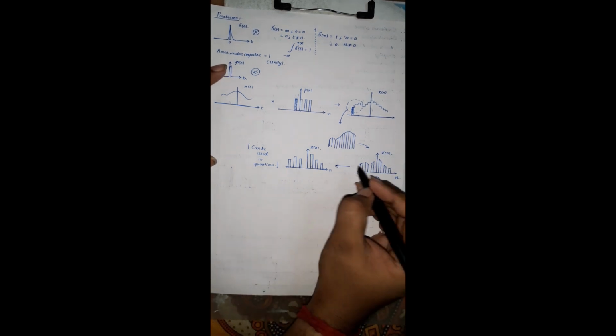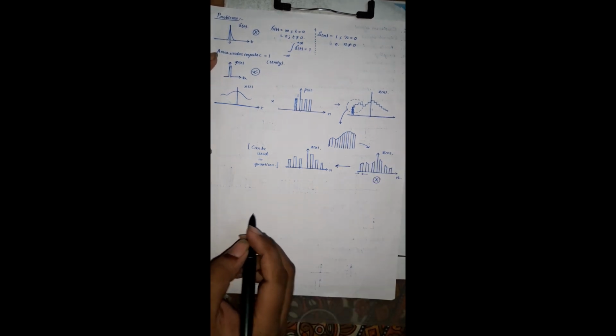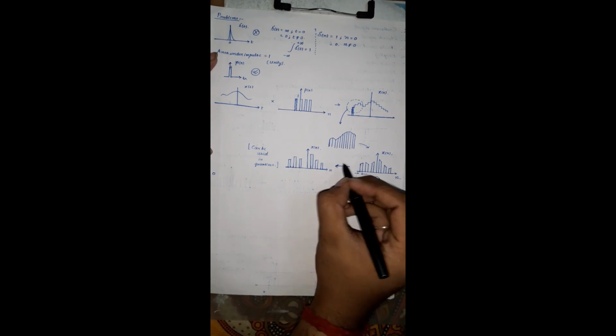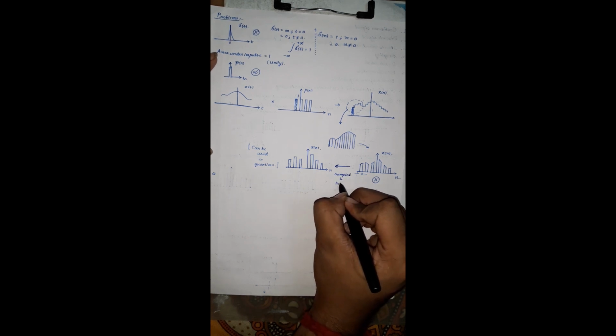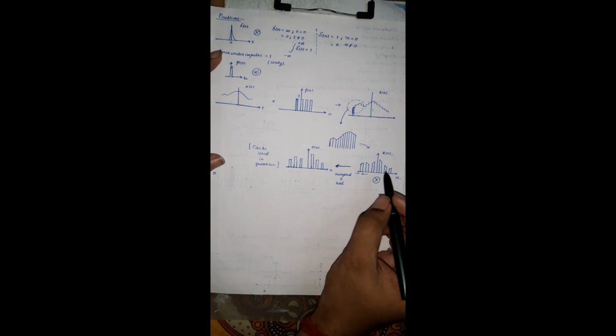Now, one more thing: how to convert this to this. For this we will use a circuit that is sample and hold. Up to now we were just sampling. Now we will not only sample, we will also hold it.